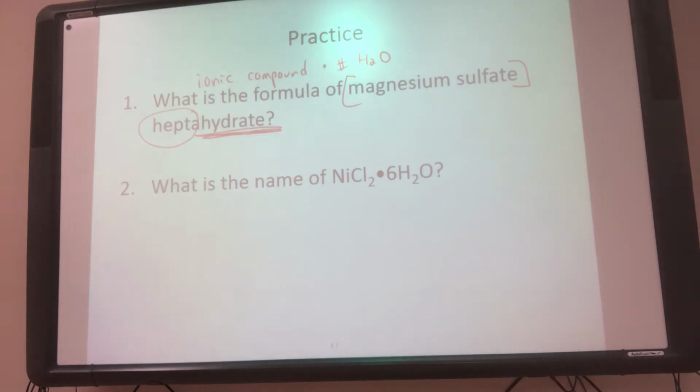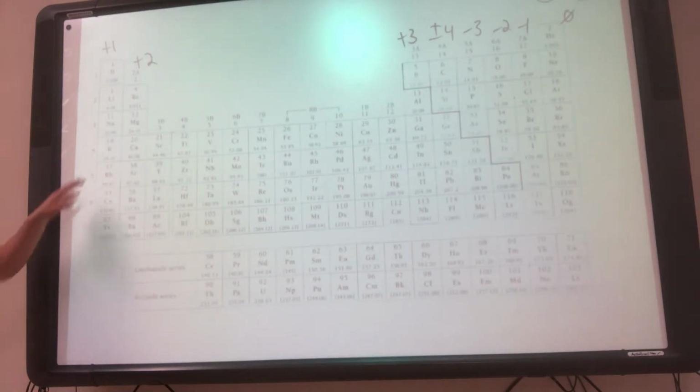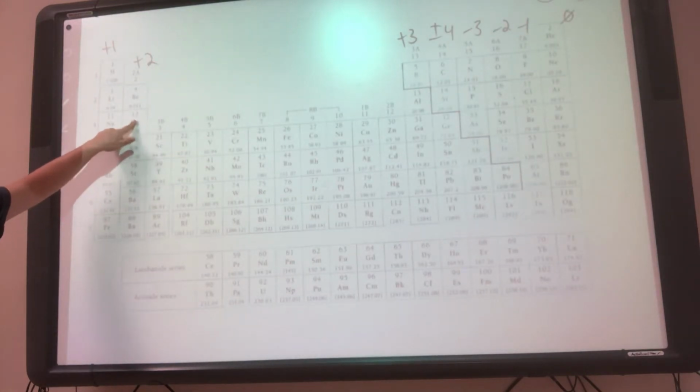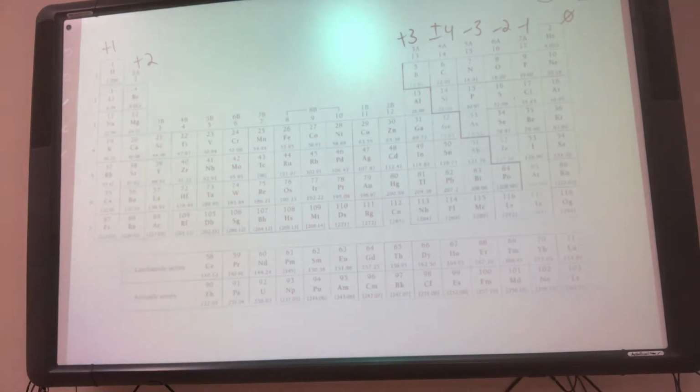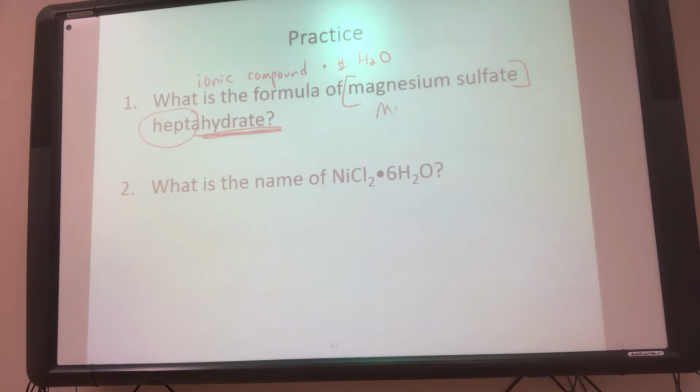All right, so to write the formula, let's first do the ionic compound. So we see magnesium sulfate. We need to know what magnesium is. We need to know the symbol and the charge. So we go to my periodic table and I find magnesium, Mg, right here. And it's in column 2, so it's a +2. So this is magnesium +2.